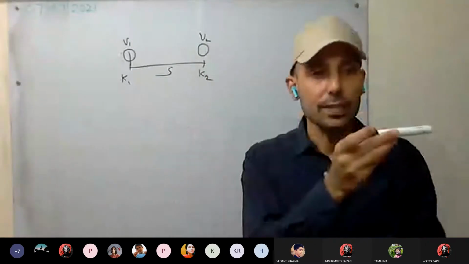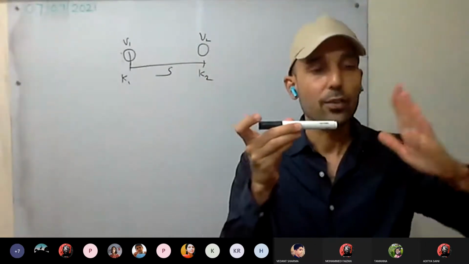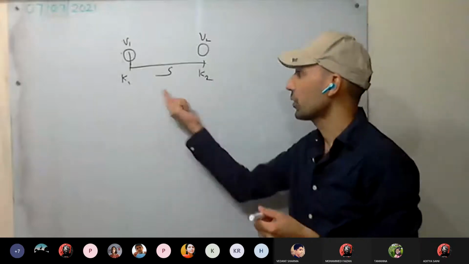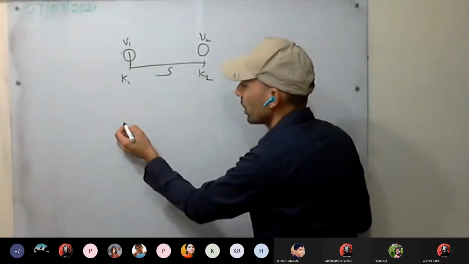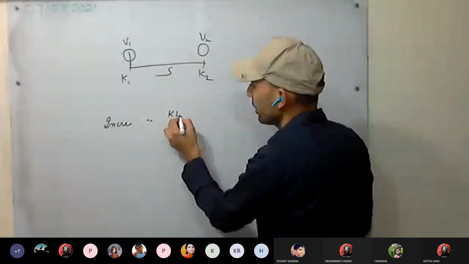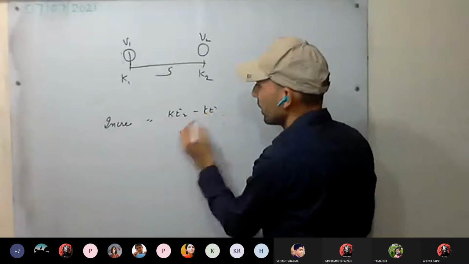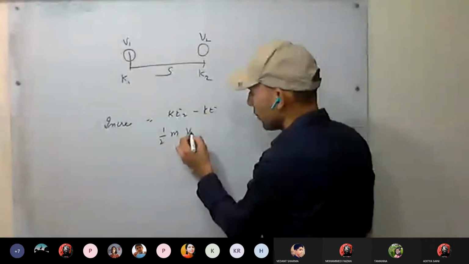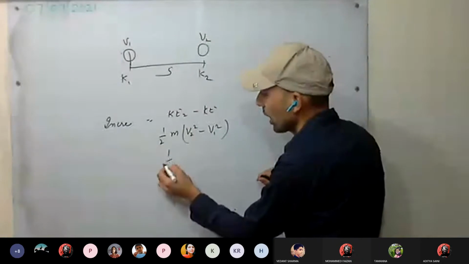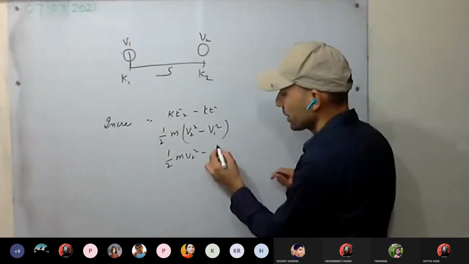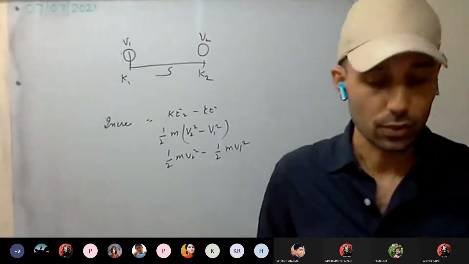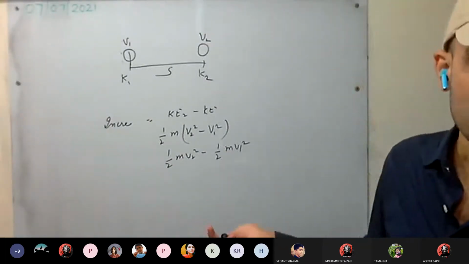So the increase in the kinetic energy of the body is equal to the amount of work done by the force applied. This we have calculated. Yes or no? The increase in kinetic energy is equal to KE2 minus KE1, that is half m (v2 square minus v1 square), or half m v2 square minus half m v1 square. This we already calculated. Yes or no? You all have understood this?